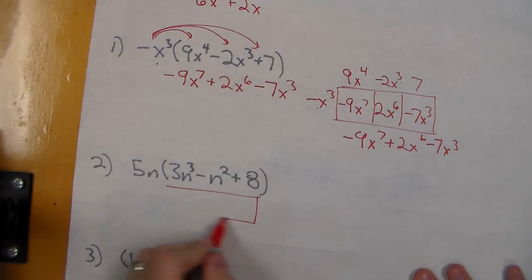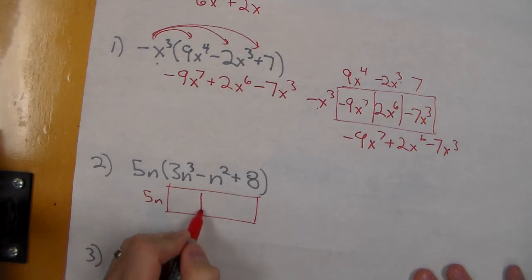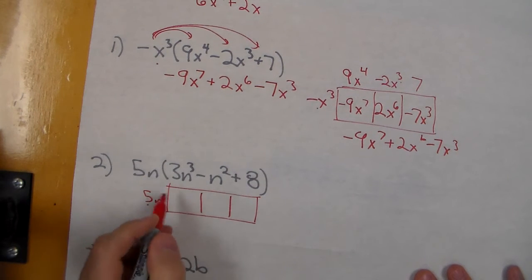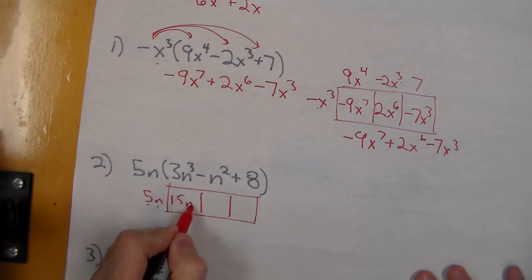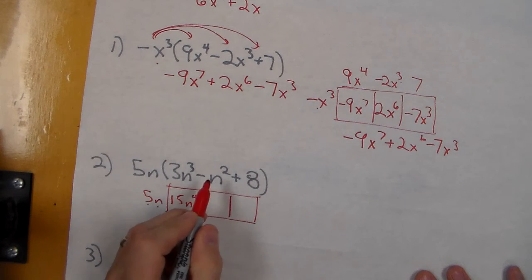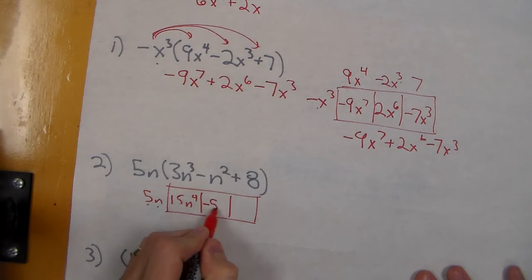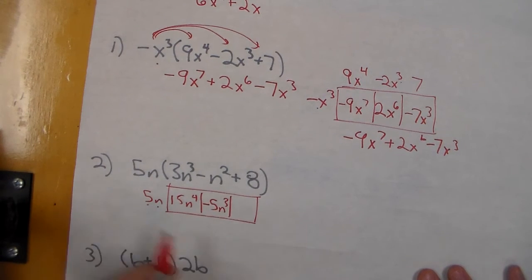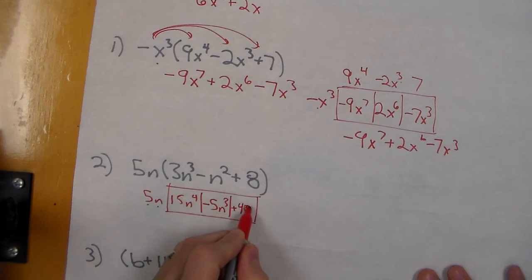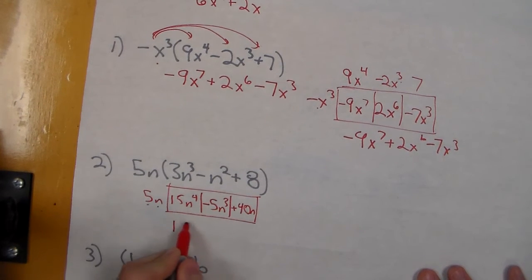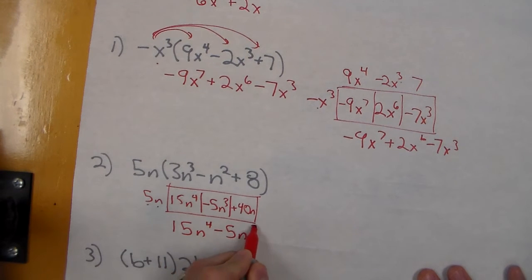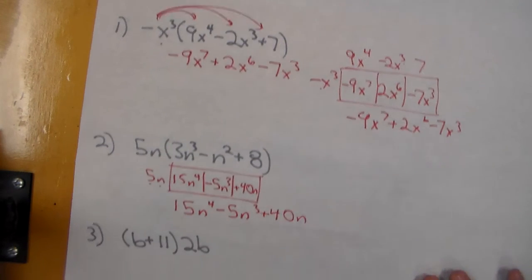We'll draw the box. I have 5n times 3n cubed is 15n to the fourth. 5n times negative n squared is negative 5. Pay attention to the number first. Negative 5, and then n to the third. And the last one is 40n. That's 5 times 8. So our answer is 15n to the fourth minus 5n to the third plus 40n. And you should not have like terms here, assuming you didn't have like terms to start with.